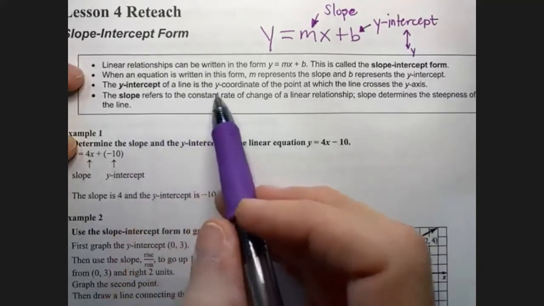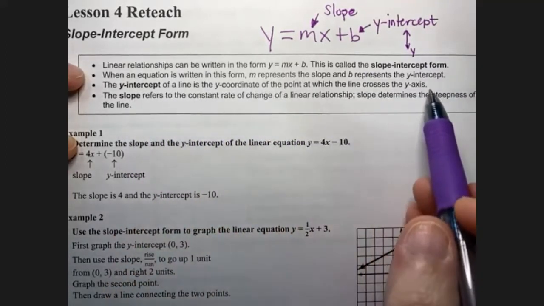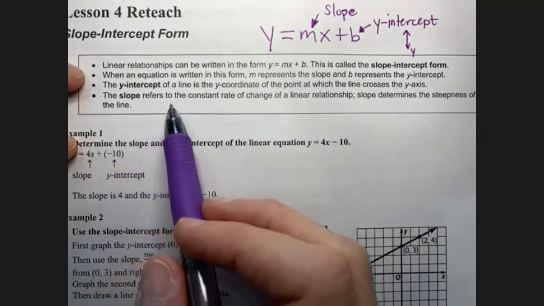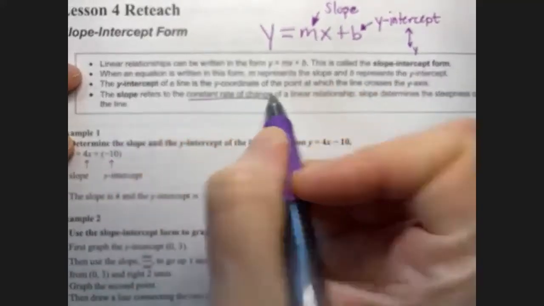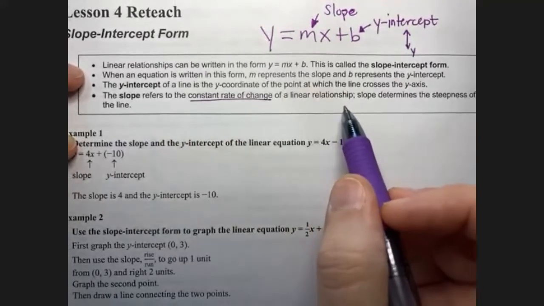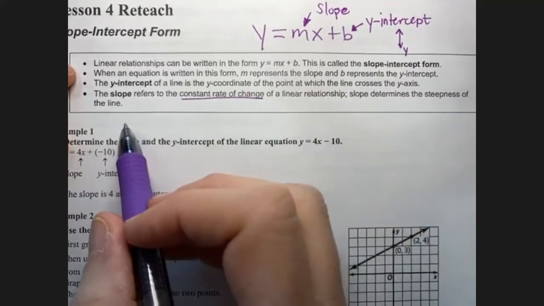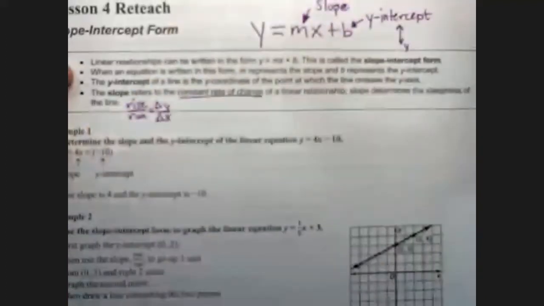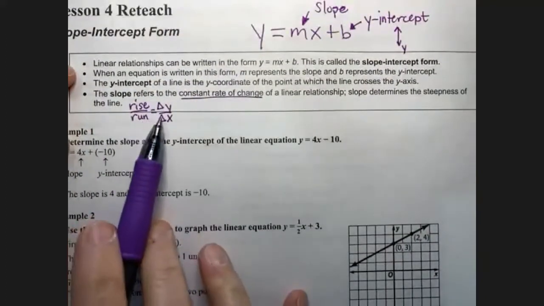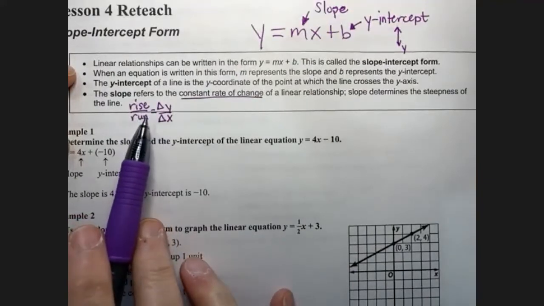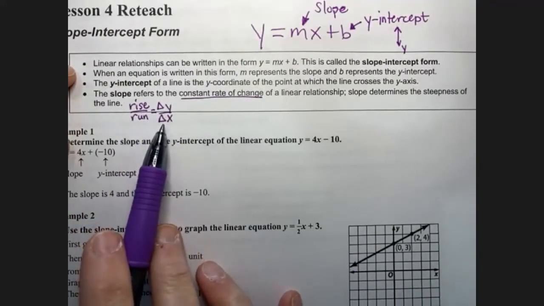The y-intercept we just talked about, that's where the line crosses the y-axis. And the slope is, of course, your constant rate of change. In the linear relationship, it is the steepness of the line, how steep it is. And it is also called your rise over run. And you should have this down by now, delta y over delta x. So these are just some of the ways that we can write our slope. Rise over run, delta y over delta x.